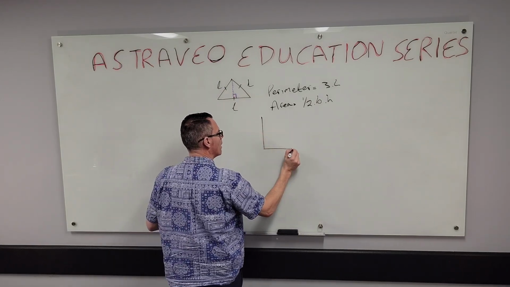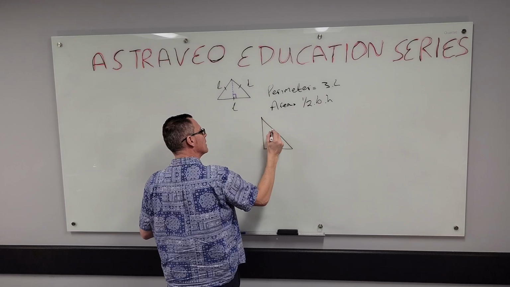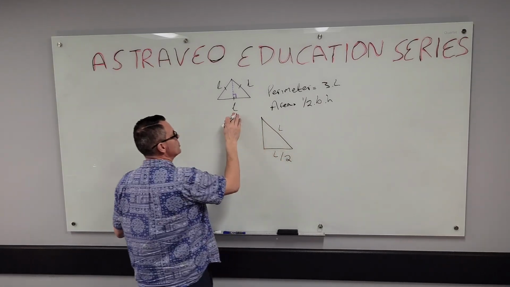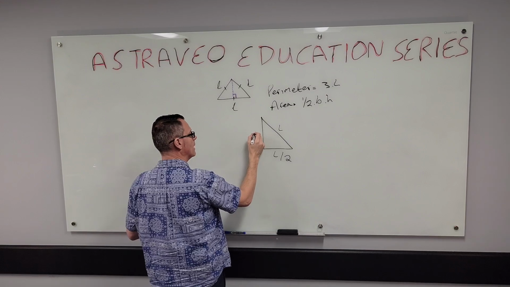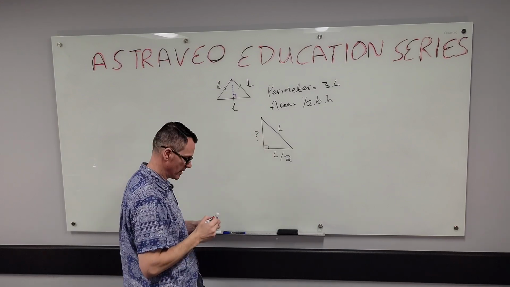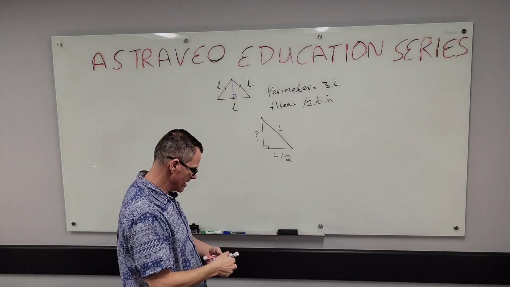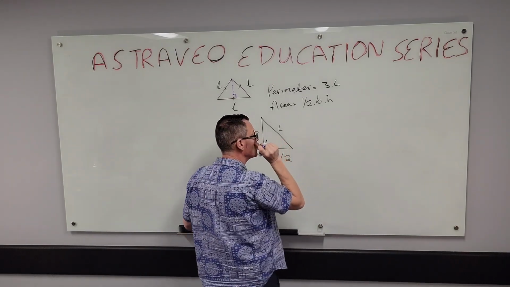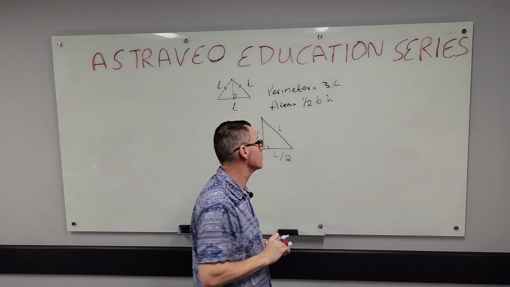Let's do one of the half triangles. This is L. This is now L divided by 2 because it's half of this. And we don't know this side. We do, however, know that that's a right angle triangle. So what we can do now is use Pythagoras' theorem. We worked on this a few episodes ago, if you remember.